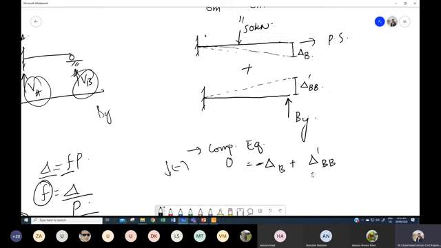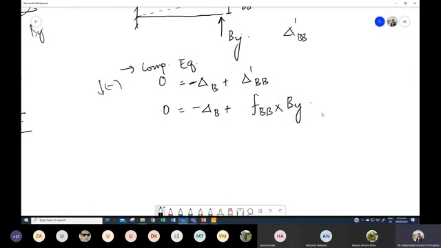Now we can replace this delta dash BB again with, I will write it over here, minus delta B plus FBB, flexibility at point B, multiplied by By. So this is our equation. We just need to find out this delta B and this FBB, and we will have this By reaction.